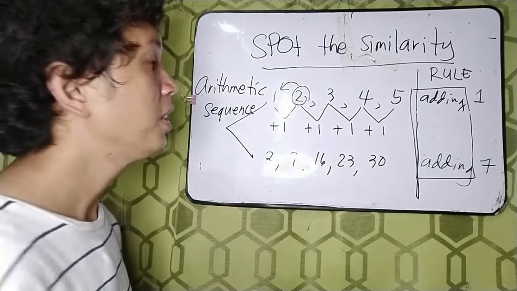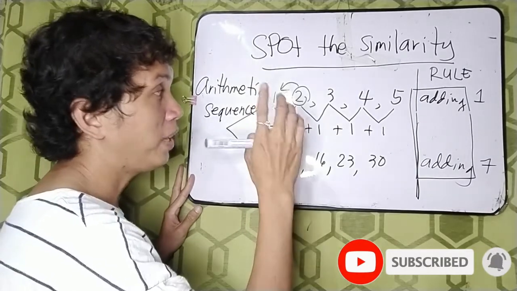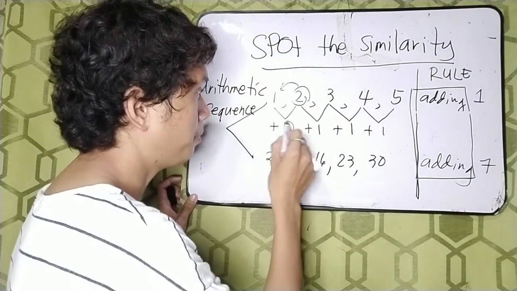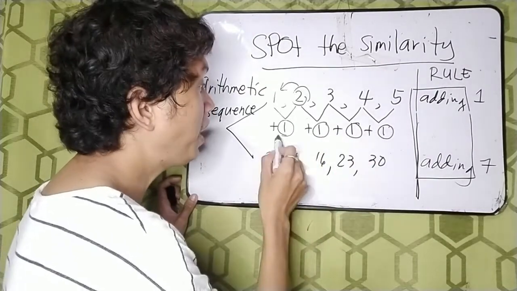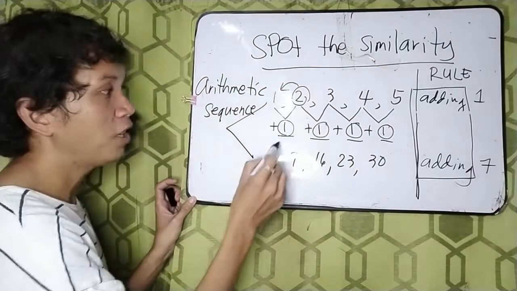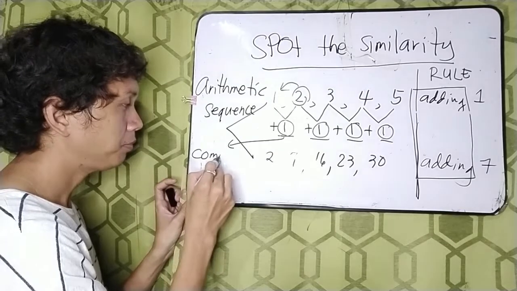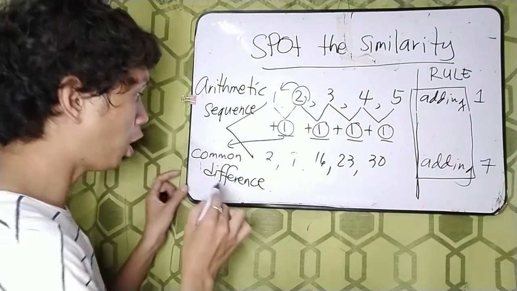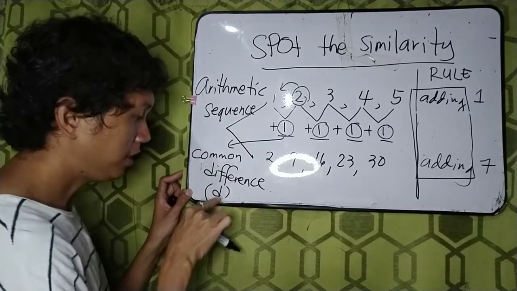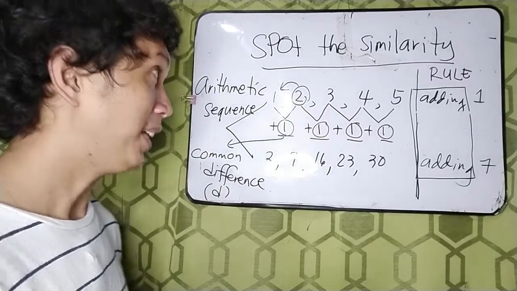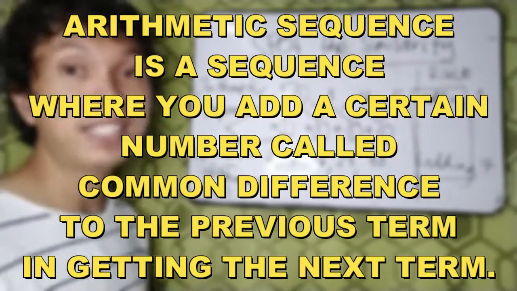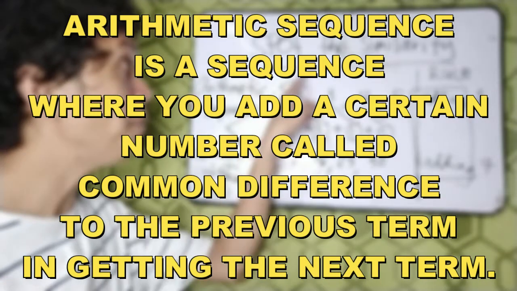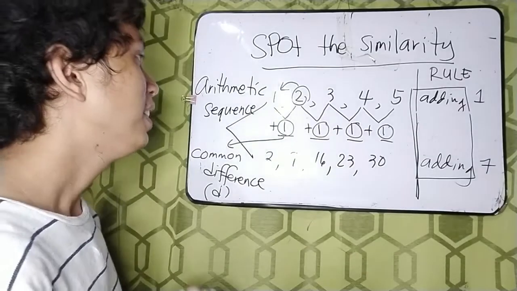And as you can see, the number that we add in the first term, that we add in the second term, and so on and so forth, is just the same. It's 1. And the 1 here, in an arithmetic sequence, we call it common difference. And the variable that we're going to use for common difference is D. D for difference. Okay? So again, arithmetic sequence is a sequence that you have to add a certain number called common difference to get the next term.